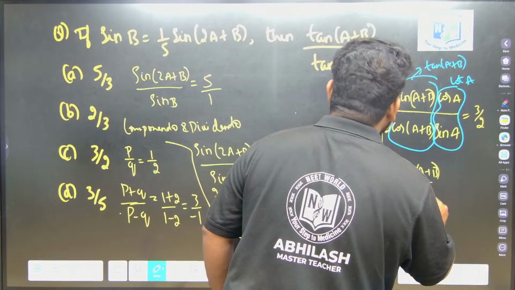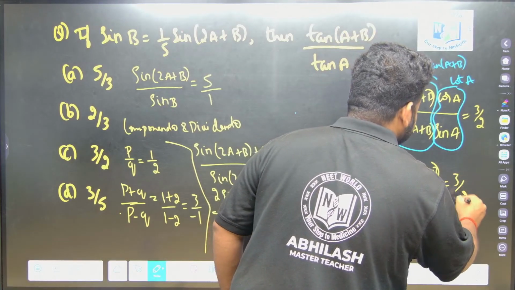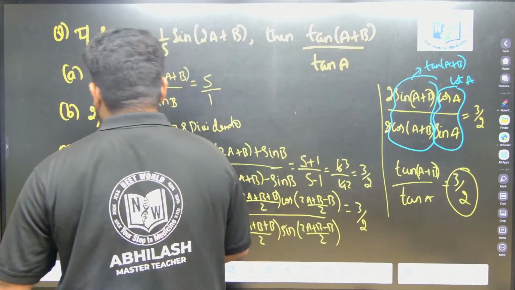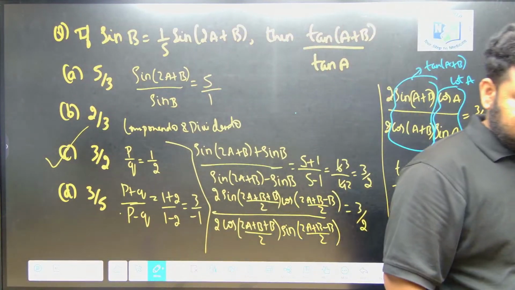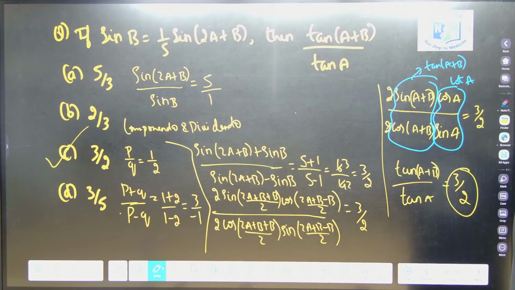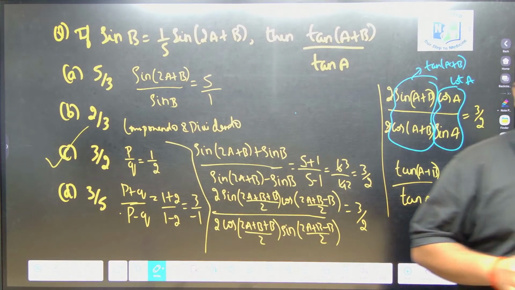Okay, tan of a plus b by tan a, this is nothing but equal to 3 by 2. We got the answer. So, the answer is 3 by 2, which is option C. Fairly simple question. Got it? This is the way you got to solve this question, friends.